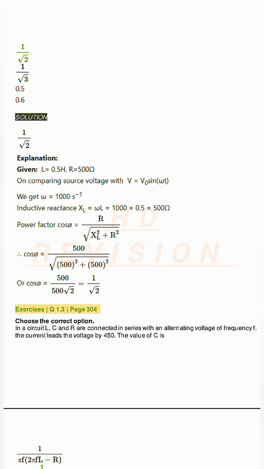Solution. Exercises Q1.3, page 304. Choose the correct option. In a circuit, L, C and R are connected in series with an alternating voltage of frequency f. The current leads the voltage by 45°. The value of C is.